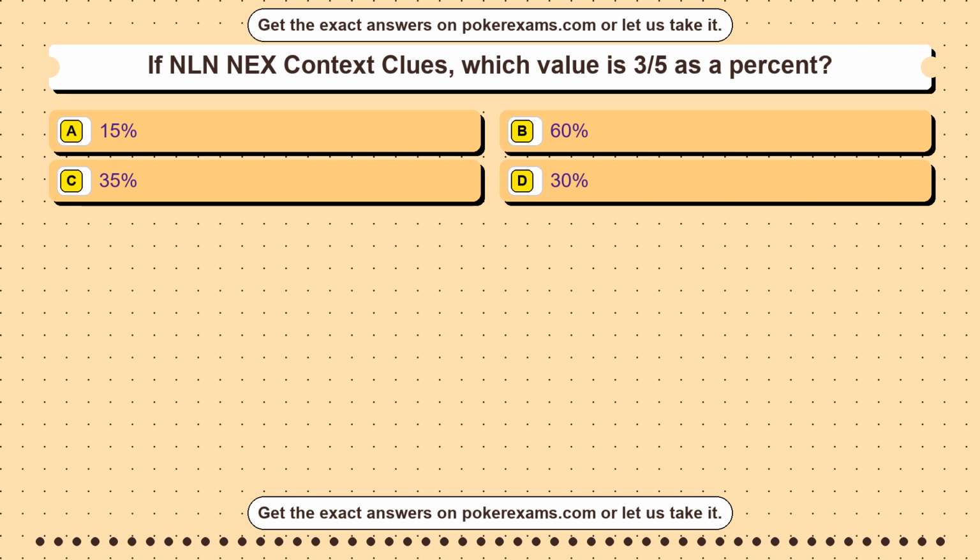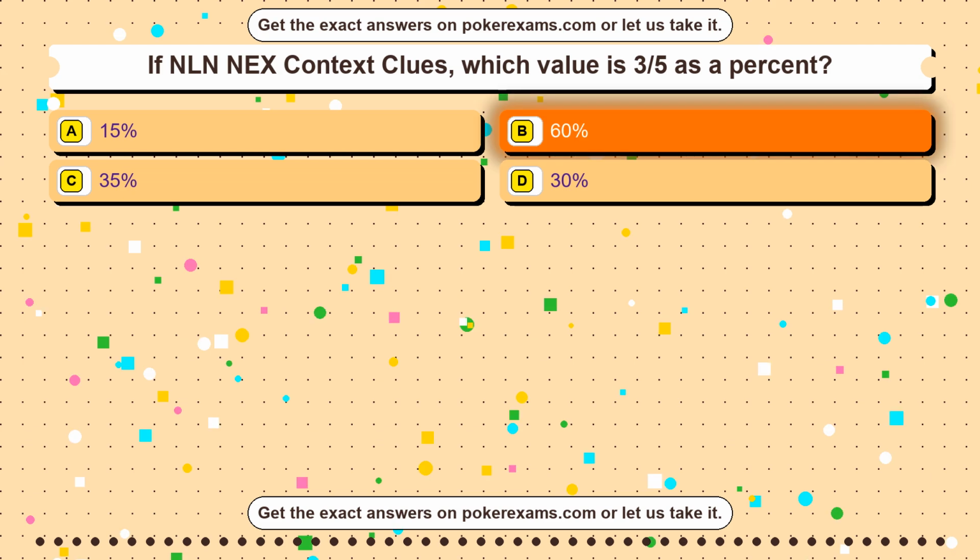Question 20. If NLN NEX Context Clues, which value is 3/5 as a percent? Option A 15%. Option B 60%. Option C 35%. Option D 30%. The correct answer is option B.